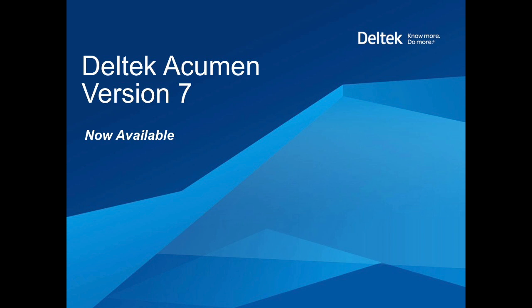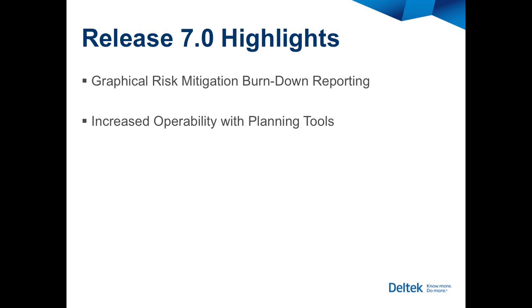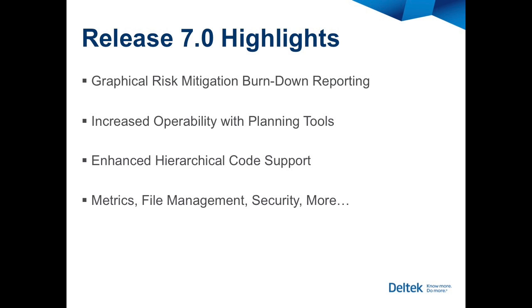Deltek Acumen Suite version 7 is now available. The tool that helps you plan effectively and realistically has more new ways to help you get the job done. While version 6 is already a complete solution, version 7 adds in-depth capabilities in the areas of risk mitigation, increased operability with planning tools, enhanced support for hierarchical coding, and plenty more.